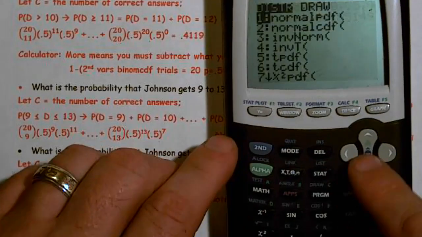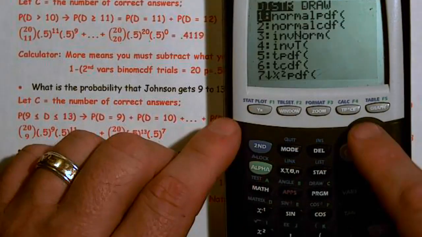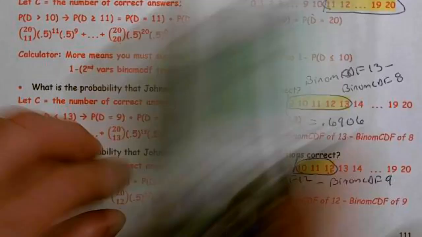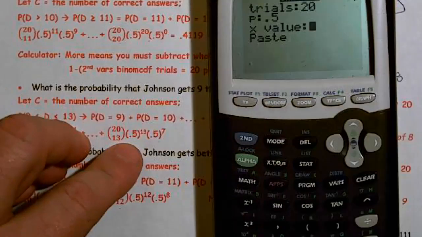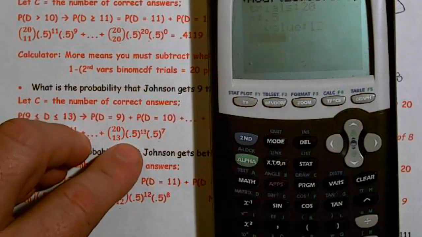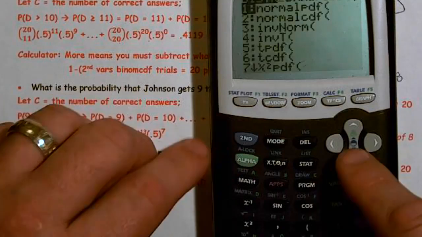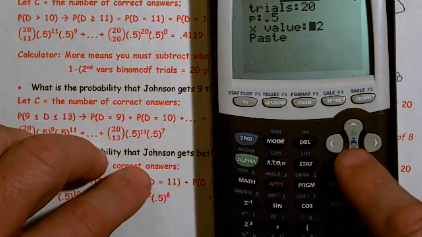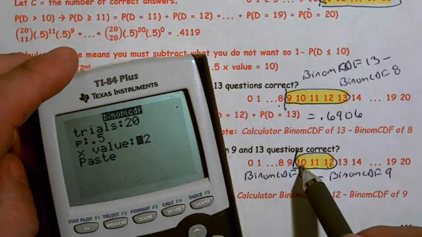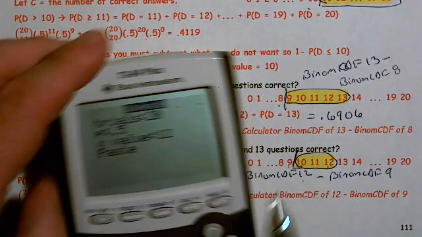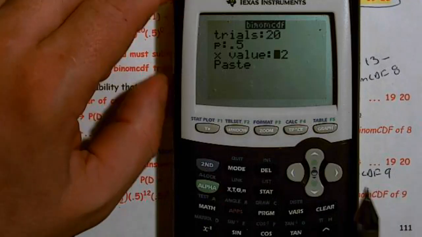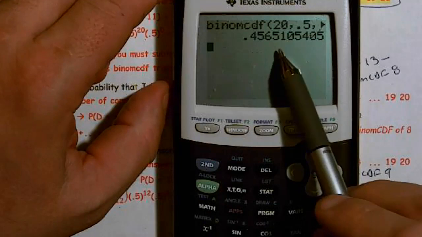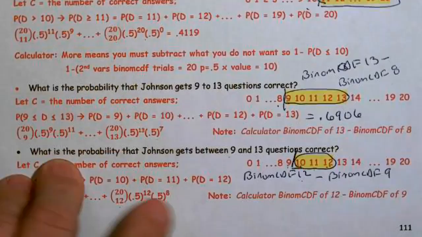So 2nd VARS, let me clear that out. 2nd VARS, binomial CDF, the highest thing we wanted was 12, minus the highest thing we didn't want. Trials is still 20. We wanted 10. The highest thing we didn't want is 9. And we end up getting 0.4565.